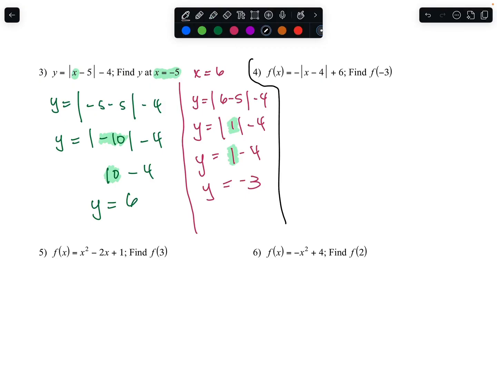All right, let's do this next one. Now, there's a difference. Now there's a negative on the outside. This is where you will get confused. So pay attention, okay? So f of x equals negative absolute value of x minus 4, plus 6. And we've got to find f of negative 3. Okay. You may want to distribute. Do not distribute here. Do not distribute. We're going to plug this negative 3 in for x. Okay, we do that part first.